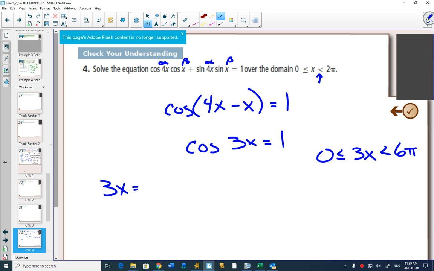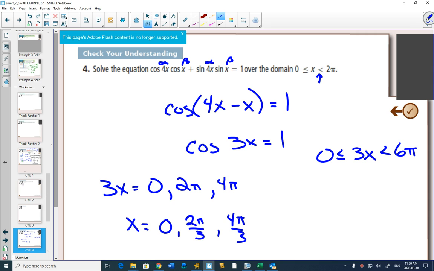When is cos equal to 1? At 0, once around, and at 2 pi. Twice around would include 4 pi. 3 times around would include 6 pi, but 6 pi isn't included. So just 0, 2 pi, and 4 pi. Then you can solve for x by dividing each of them by 3.